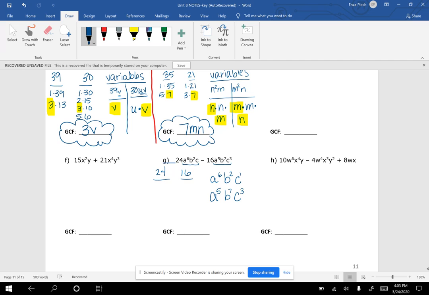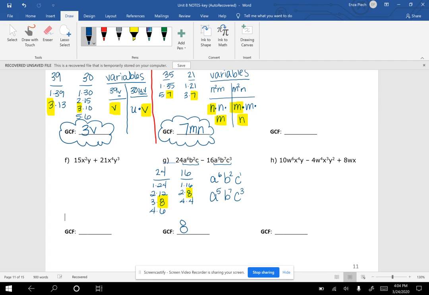I know the factors of 24 are 1 times 24, 2 times 12, 3 times 8, and 4 times 6. The factors of 16 are 1 times 16, 2 times 8, and 4 times 4. So we're going to identify here, what is the very largest number that goes into both? And it will be 8. So I know that my coefficient value is going to be an 8.